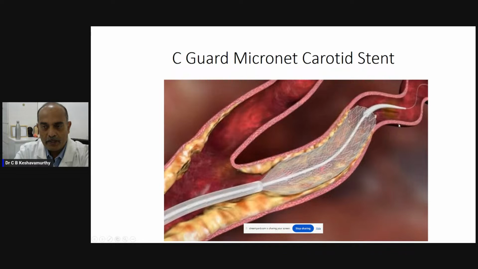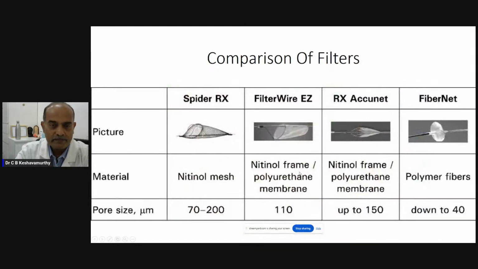So this is how it deploys. This is the distal end. As you deploy, the micro net stent is deployed in this way, and it holds the plaque to the sides. So the filter we used was a Spider RX filter. Material is a nitinol mesh and a pore size of 70 to 200. These are the particles which are caught in the Spider.